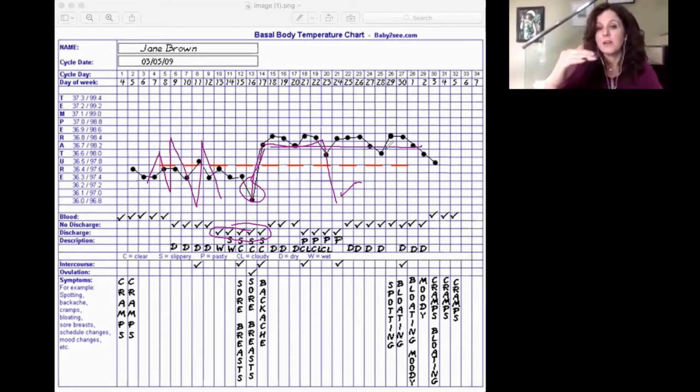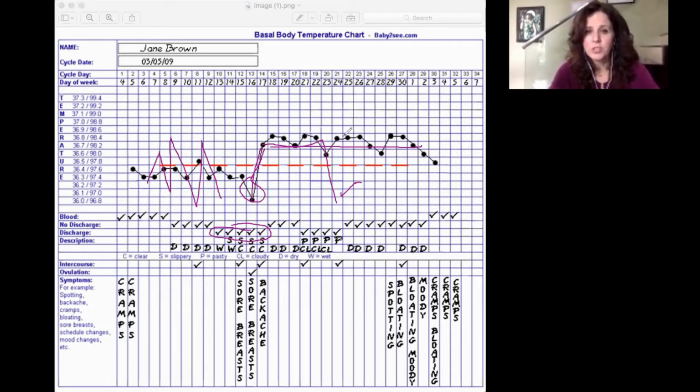So if it's not above that line, and you don't see those changes, that's also really important information that there's a hormone imbalance that needs to be corrected before you're trying to conceive, and it could be some really valuable information as to why you've been having some difficulties.